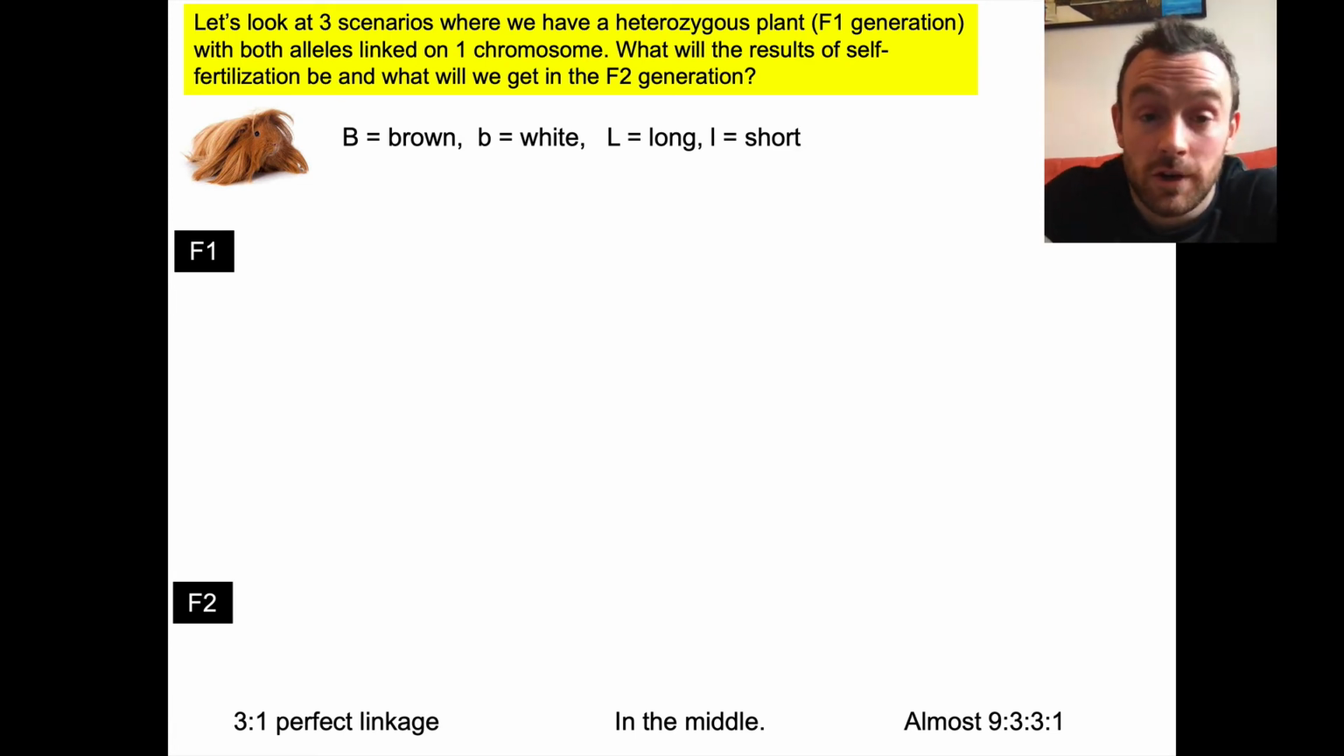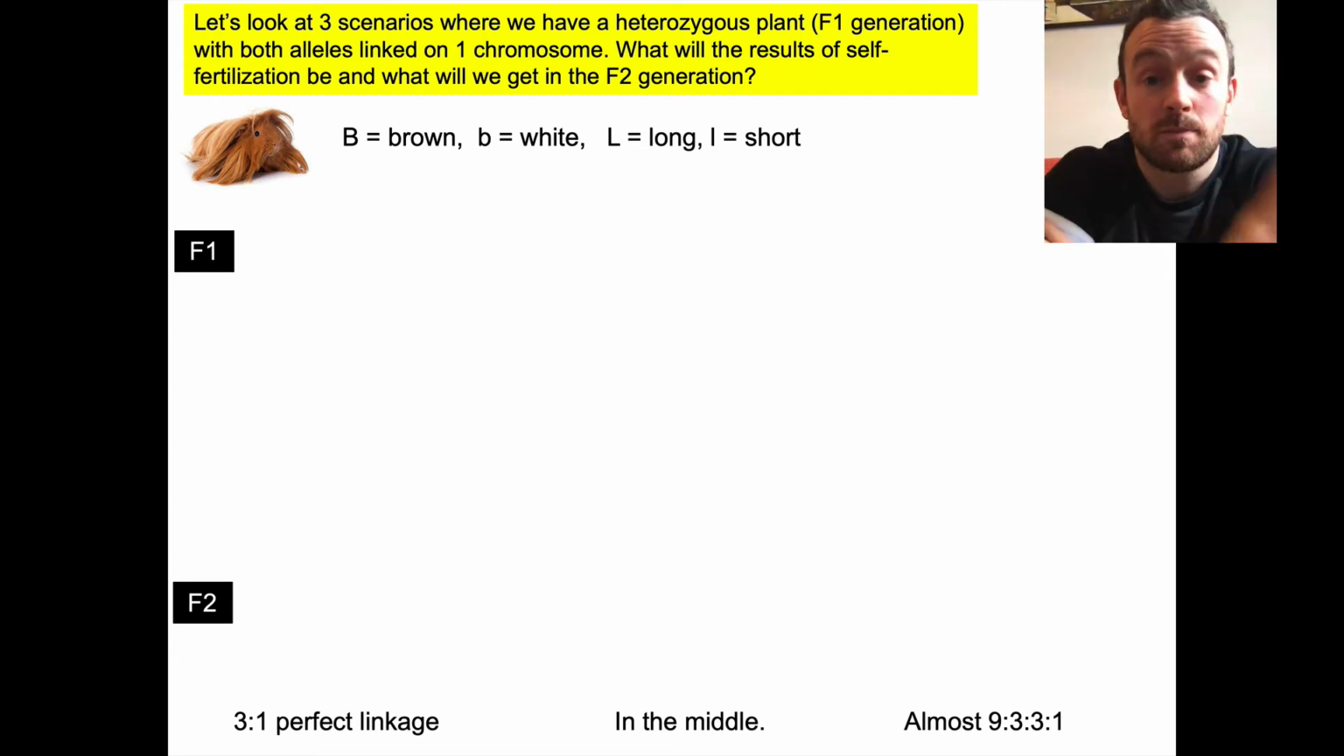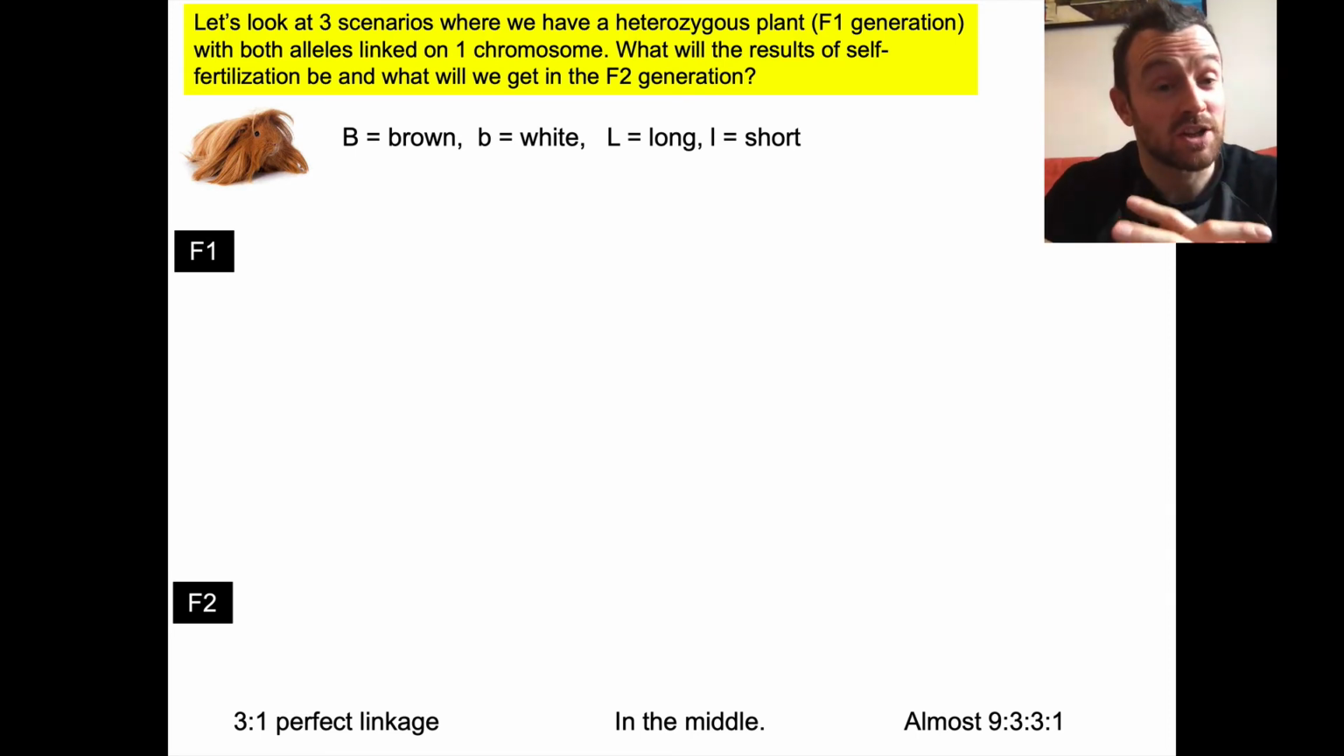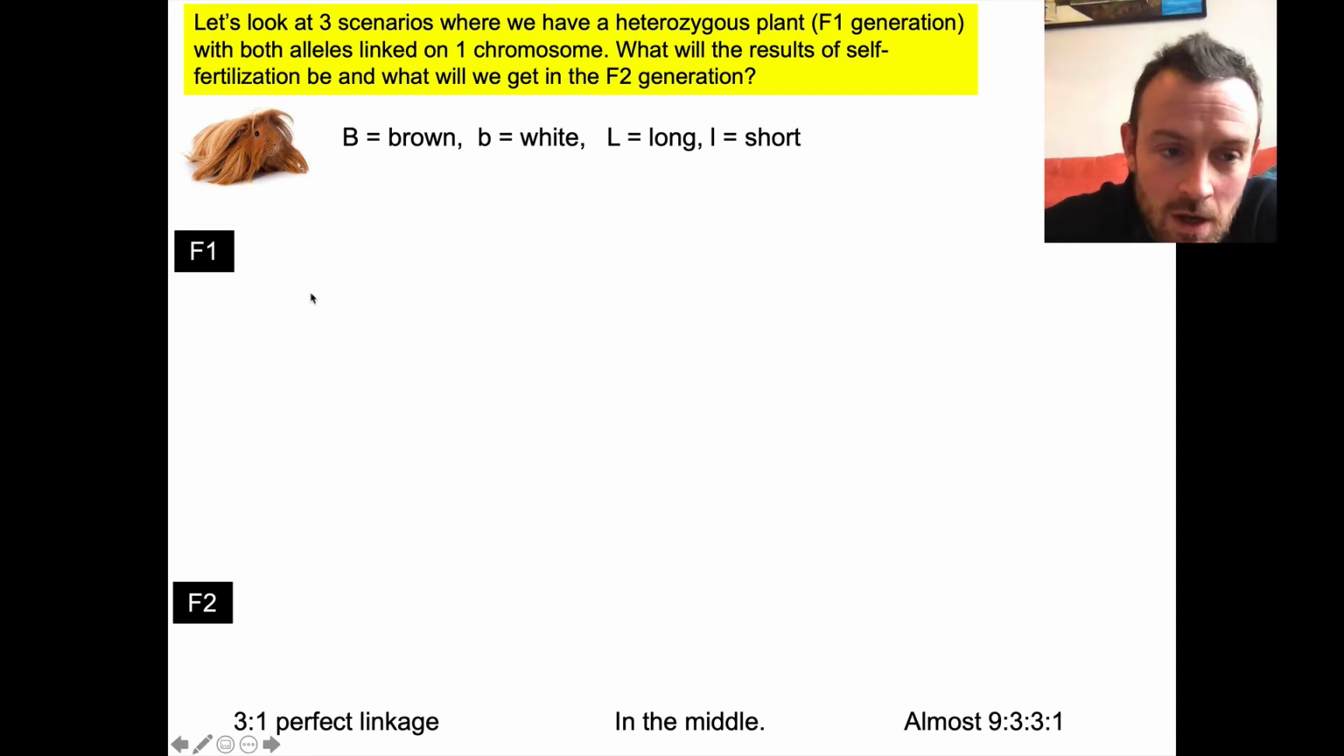Let's look at three scenarios where we have a heterozygous plant, it's not a plant, is it? A heterozygous guinea pig, the F1 generation. And we have both alleles linked on one chromosome. What will the result be if we cross the F1 generation with the F1 generation, what will we get in the F2 generation? Okay, so let's imagine we're looking at guinea pigs here. They've got big B is a dominant allele for brown, small b is a recessive allele for white hair, then we've got big L for long hair and little l for short hair.